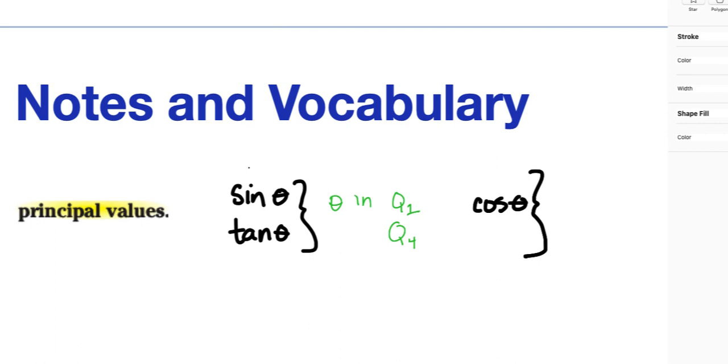And then when we're talking about the cosine of theta, theta will be either in quadrant 1 or quadrant 2. Notice these quadrants are adjacent. So this is where the principal values are found for each of the trigonometric functions. So let's go ahead and get started looking at some of these examples.